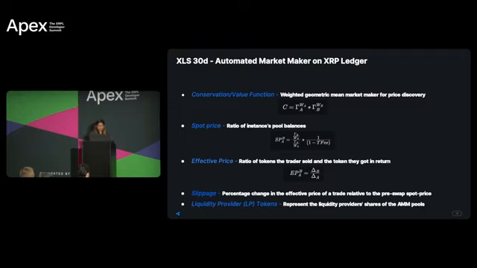And flexible swap fee, that is the fee paid by the trader for trading against the AMM instance. And it's a votable parameter. Those who own the LP tokens for the respective AMM instance can vote for the trading fee for that AMM instance.